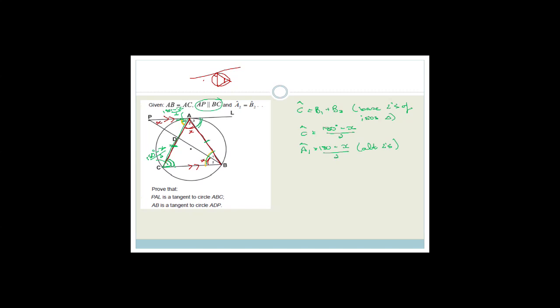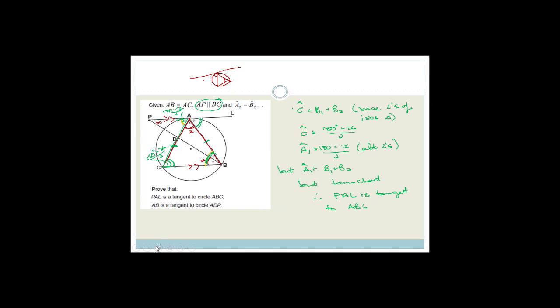But A1 is equal to B1 plus B2, because angle C is equal to B1 plus B2. But they follow the tan chord theorem. Therefore, we have proven that PAL is a tangent to circle ABC. Okay, did I confuse you with that?